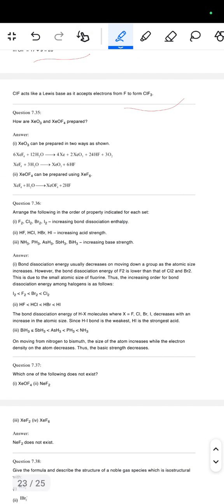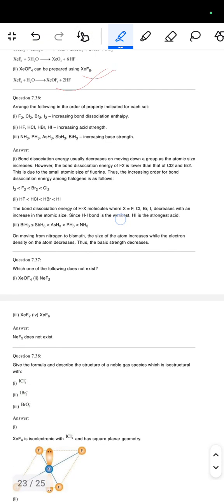Next: how are XeO3 and XeO4 prepared? XeO3 can be prepared in two ways. XeF4 + 12H2O gives Xe + XeO3 + 24HF + 3O2, and XeF6 + 3H2O gives XeO3 + 6HF. The XeO4 can be prepared using XeF6. So XeF6 plus H2 gives XeO4 plus 2HF.